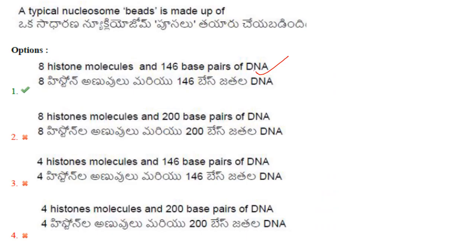Then next one. A typical nucleosome bead is made up of... So a nucleosome is a system that is used for DNA packaging in eukaryotes. And it is made by winding the DNA around 8 histone protein molecules. So a typical nucleosome bead is made of 8 histone molecules and 146 base pair of DNA. So the answer here is option 1.